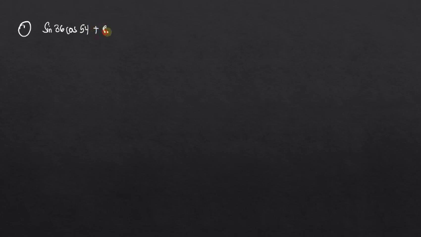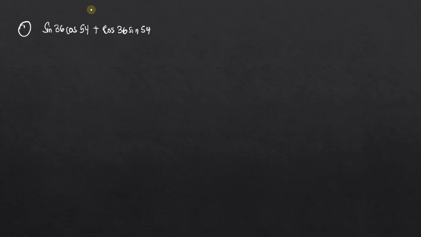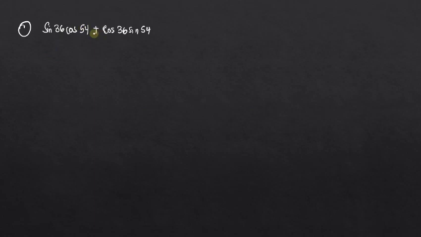plus cos 36 sine 54. So what you can see here is that when you compare them, we are dealing with either one of these, right? Because it's sine, they are alternating the cos and sine, so we are dealing with a sine. So sine of, is it addition or subtraction? The sign here will determine what we are dealing with. So it's addition, right?